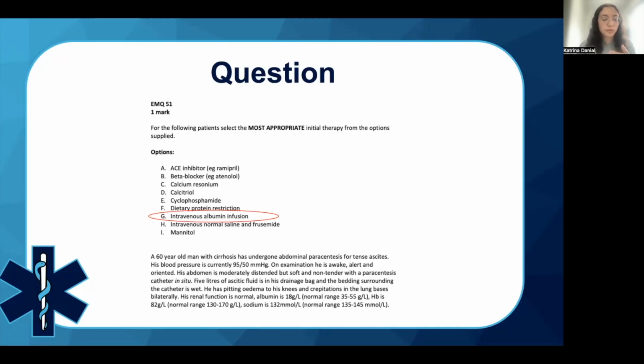Also, the fluid of choice after somebody has had an ascitic tap is to give them albumin.